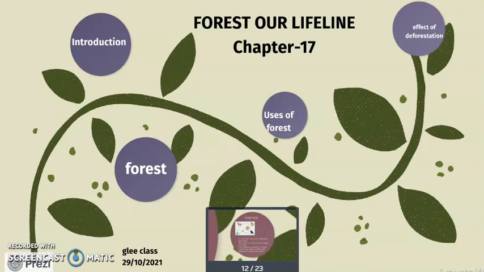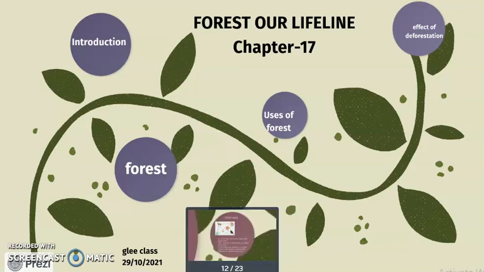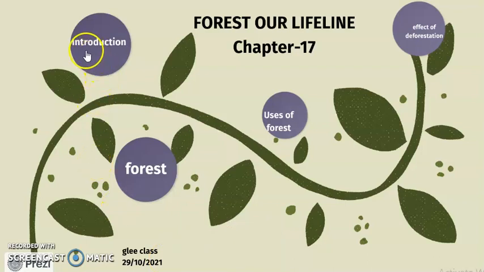Hello everyone, today we are going to learn about chapter 17, Forest: Our Lifeline, for class 7th. So in this chapter we'll be learning about the introduction, what are the products we get from the forest, what are the different terms which are there, then what are the uses of the forest and the effect of deforestation. So let's begin.